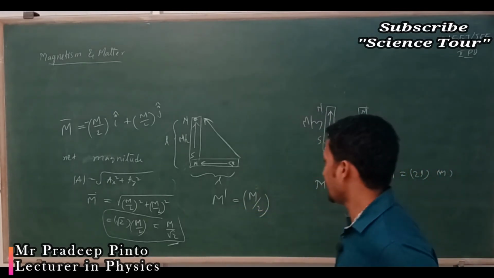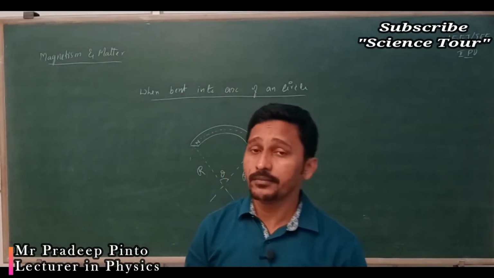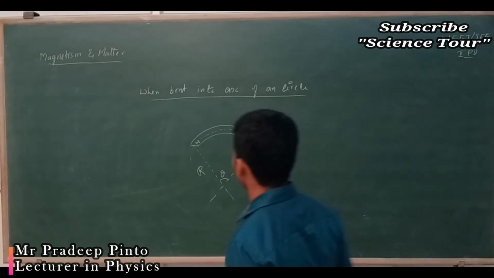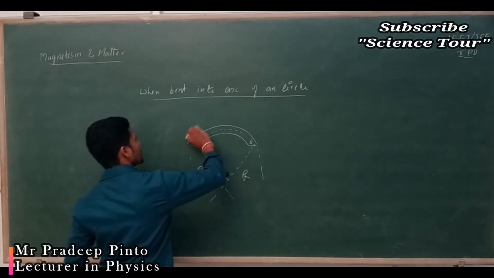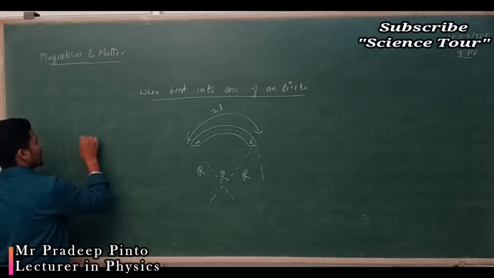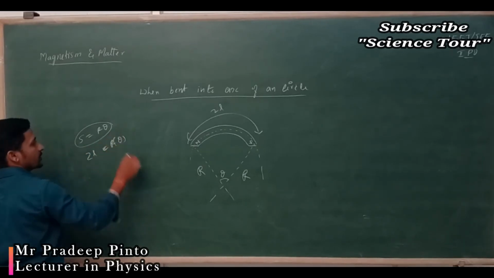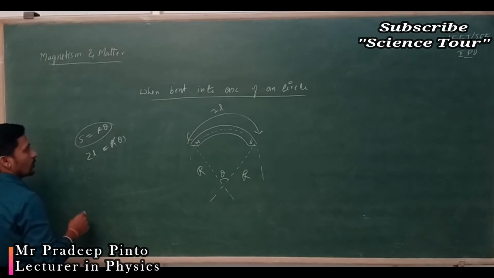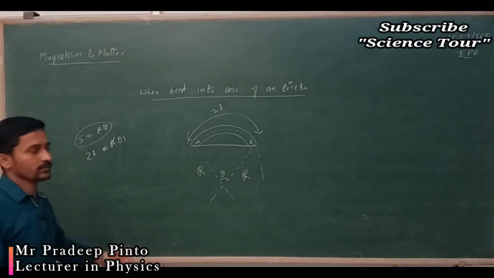That is nothing but m by root 2. Now the same magnet is bent into an arc, not a half circle. What is this length? This length is 2L. We know the formula from trigonometry, S equal to r theta. Here S is nothing but 2L, so 2L is equal to r into theta, where theta is the angle. But this length we want. Now the length decreases, so the magnetic moment has to decrease.